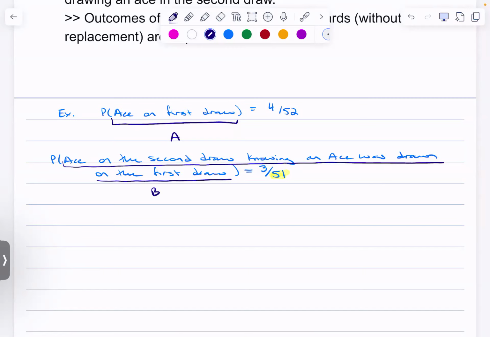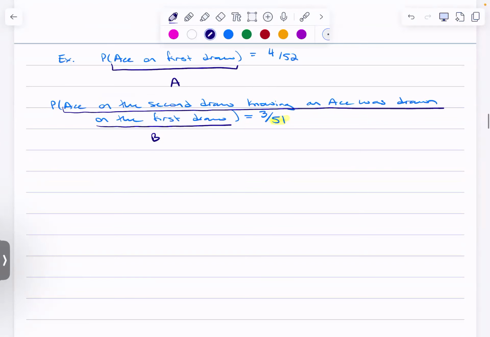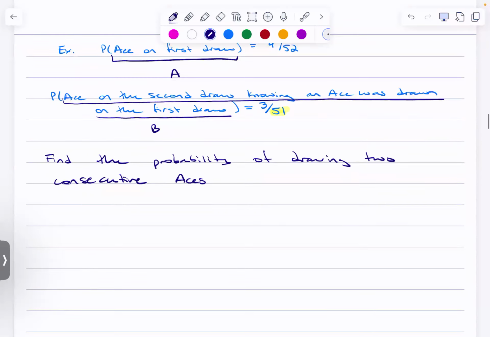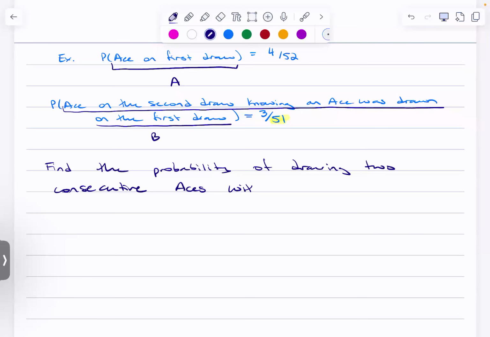Then, in this scenario, I want you to find the probability of drawing 2 consecutive aces, right? One after the other. Aces. And I'll clarify without replacement. Without replacement.